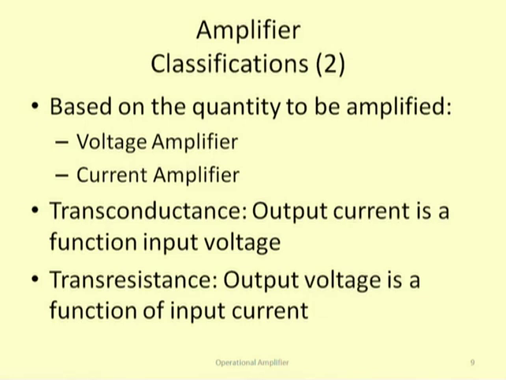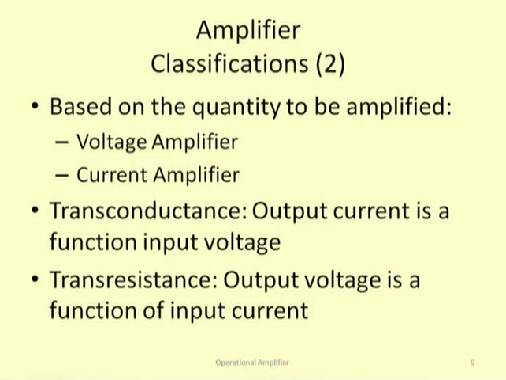Now the second category is the current amplifier. As the name says, in a current amplifier the quantity which we are amplifying is current, and the amplified quantity, the output, is also current. So then that amplifier is called a current amplifier.